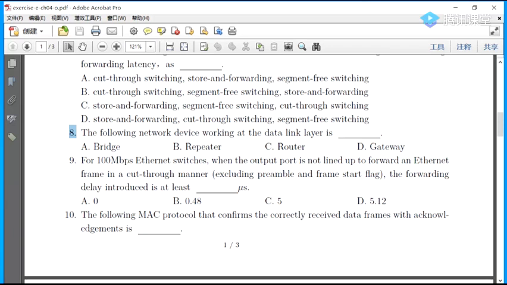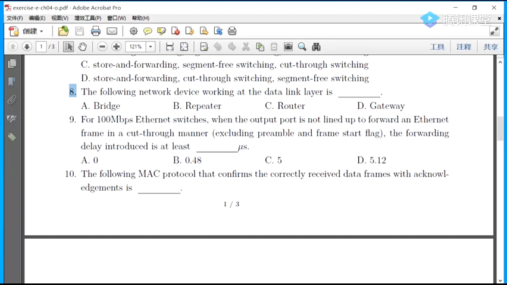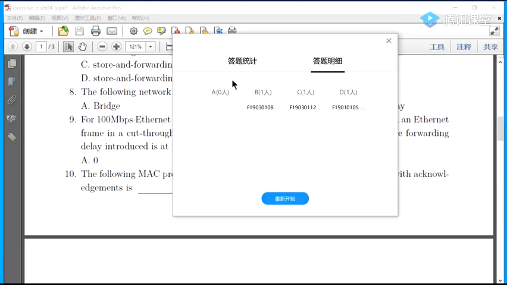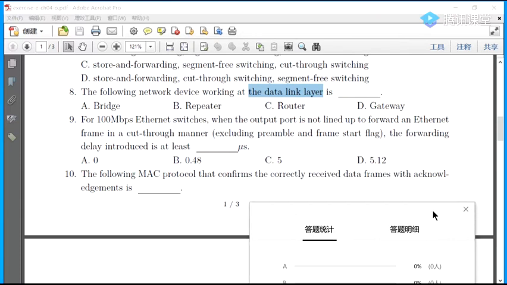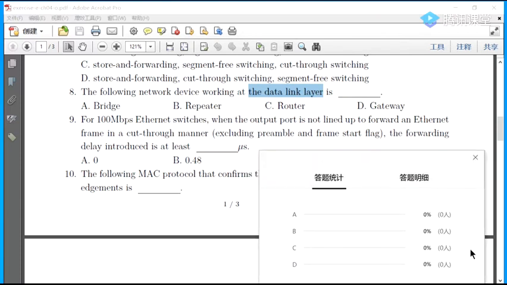Question 8. The following network device working at the data link layer is which one? Bridge, repeater, router, or gateway.